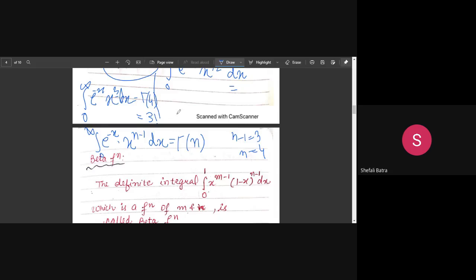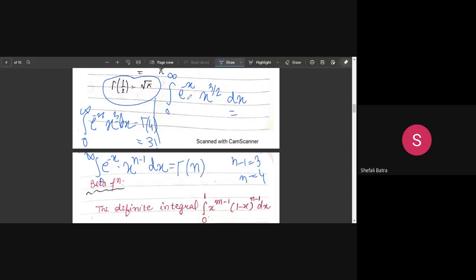So the answer would be 6. Right? In a similar way, integral 0 to infinity e raised to power minus x raised to power 3 by 2 dx. This is equal to what? Gamma of what? Ma'am, half. Why half? In this case, n minus 1 would be equal to 3 by 2. So n would be what? 3 by 2 plus 1. So that is equal to what? 5 by 2.